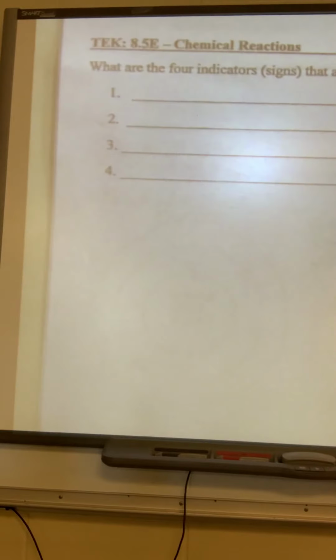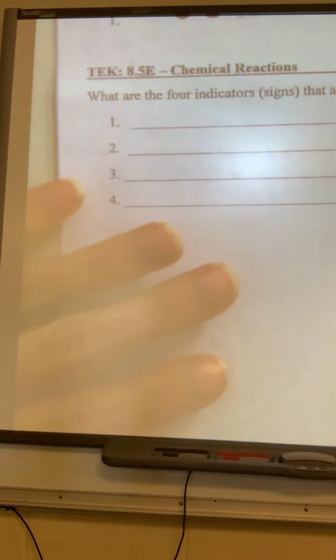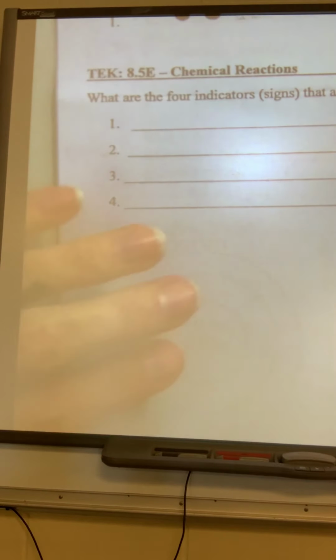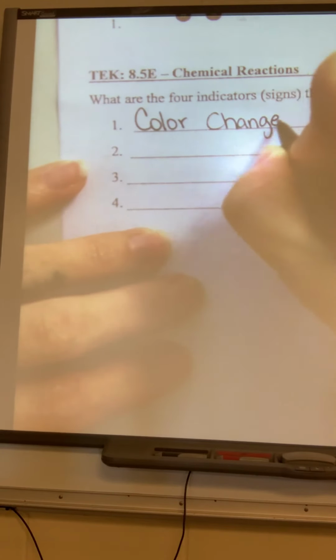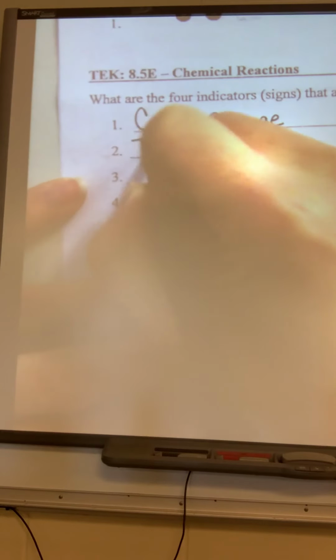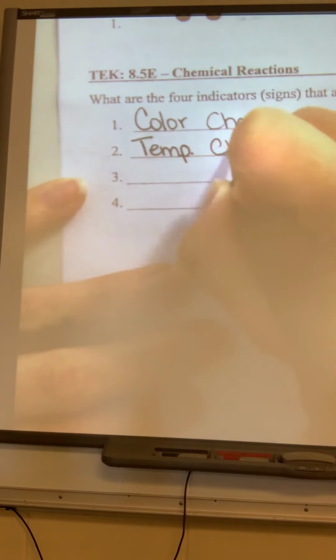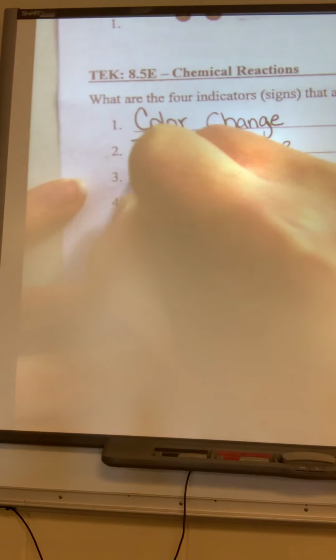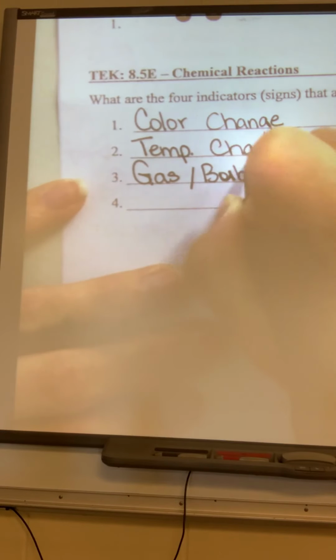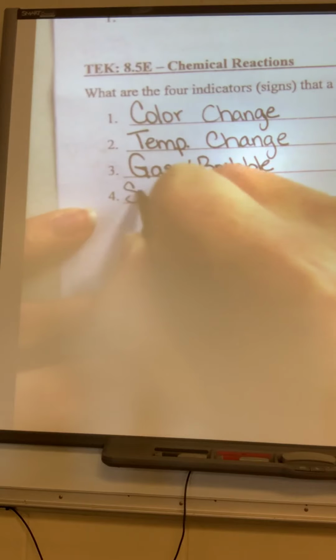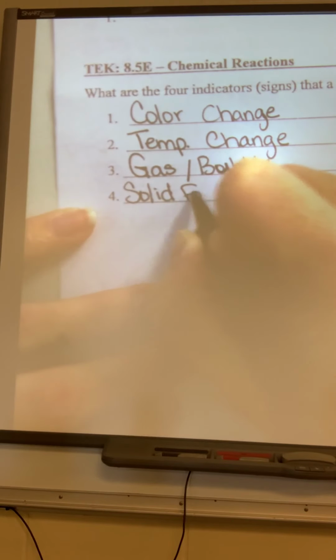And the last part that we're going to be tested on next week has to do with chemical reactions. And we just finished chemical reactions. All right. There are 4 indicators of a chemical reaction. What's one of them? 4 signs that it's going to happen. Change of color. Okay. So color change. What's another one? Temperature change. Production of gas. Okay. So gas or bubbles. And then production of a solid, and we call that a precipitate.